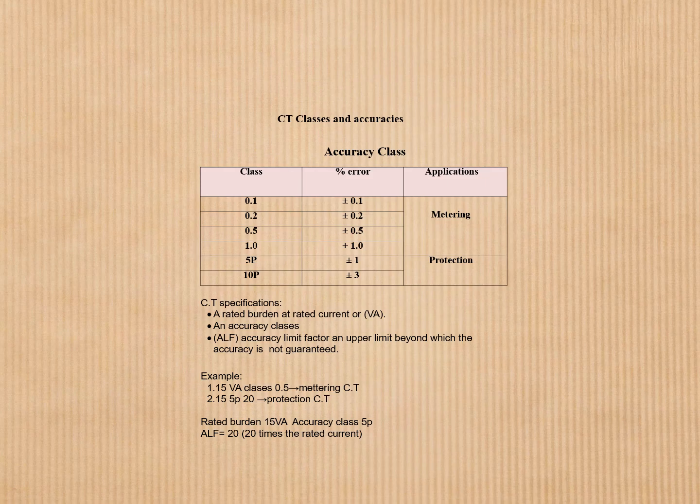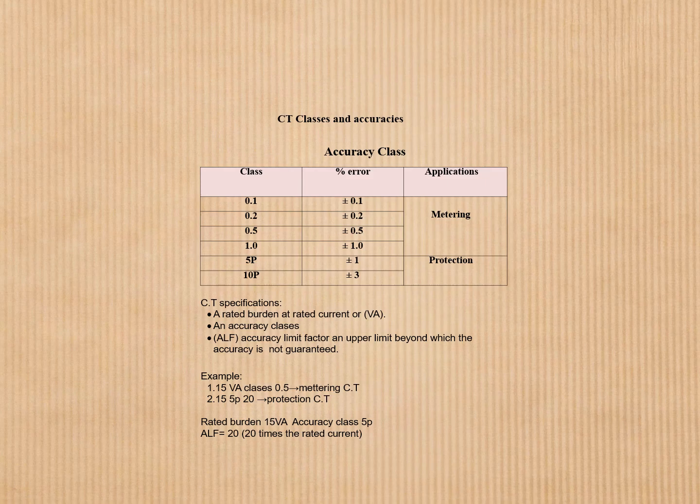CT classes and accuracies. Accuracy classes 0.1, 0.2, 0.5, 1, 5P, 10P, with percent error plus or minus 0.1, 0.2, 0.5, 1.0, 1, and 3. Applications: metering and protection. CT specifications: rated burden at rated current in volt-amperes, and accuracy classes. ALF, the accuracy limit factor, is the upper limit beyond which the accuracy is not guaranteed.